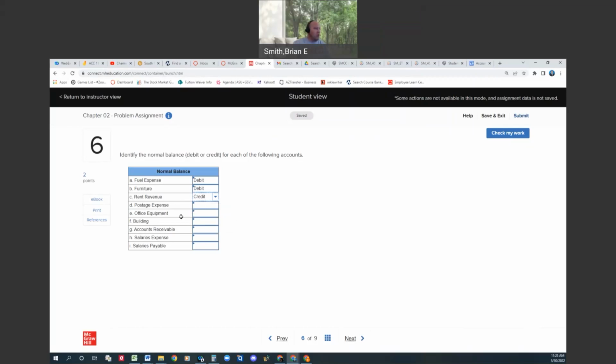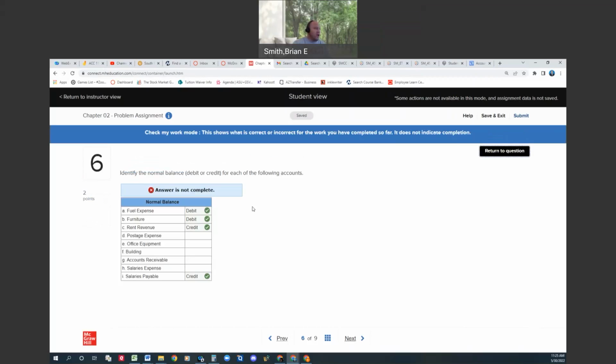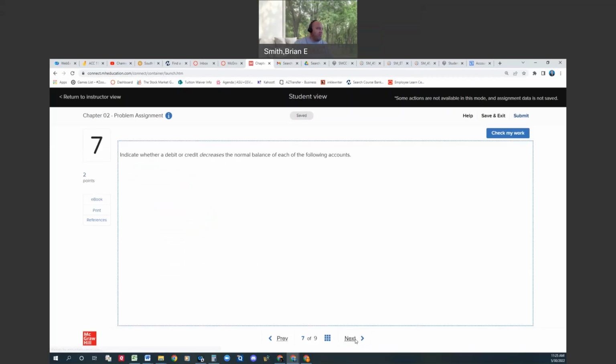I'll do one more here. Let's do salaries payable. Payable is the buzzword there. We know it's a liability. A liability's normal balance is a credit. That's what makes it go up. So we're going to choose credit there. Let's check our work real quick. All right, it's not complete, but all the ones we did answer were correct. So I'm going to leave the rest to you to complete.